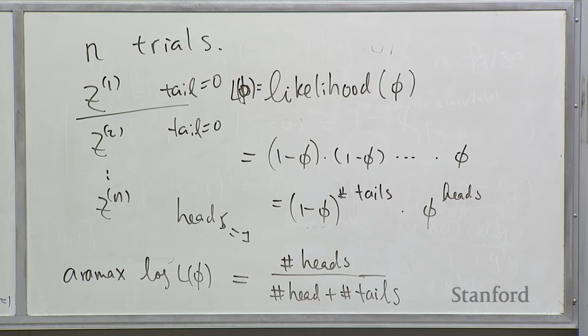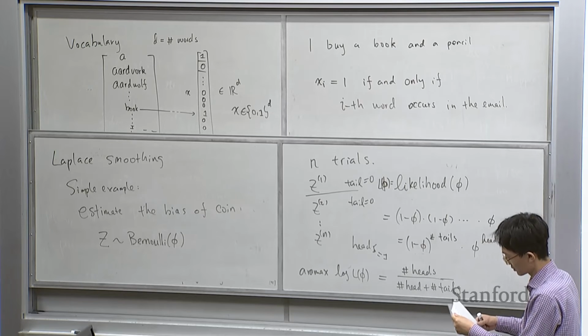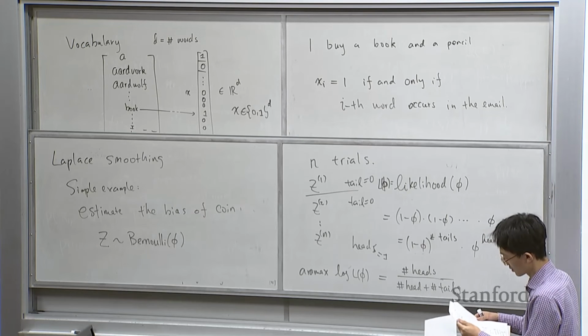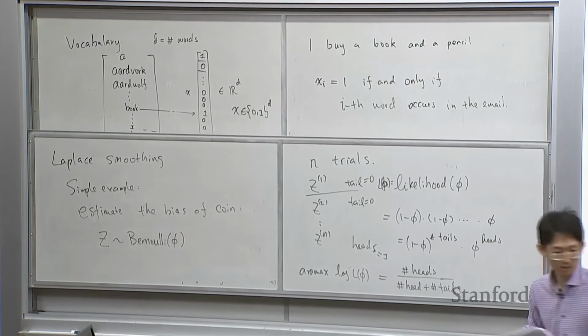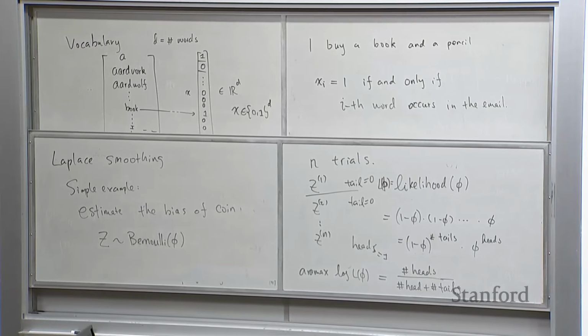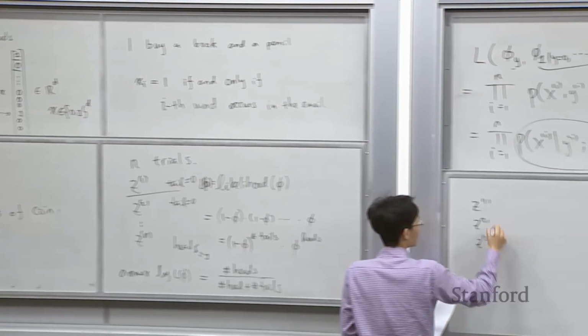Okay, so far everything seems to make sense. But now let's consider a somewhat extreme case. What if all the examples you see are tails? Suppose you just have 3 draws, Z1, Z2, and Z3, and they are all tails.